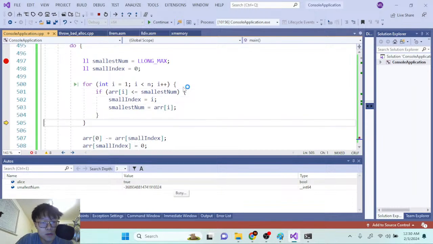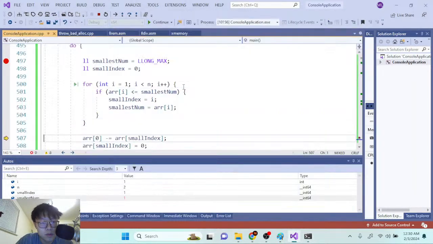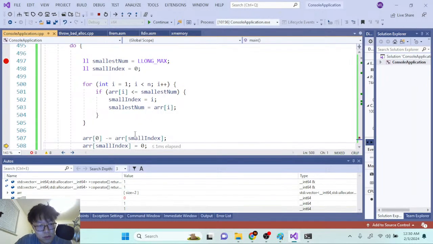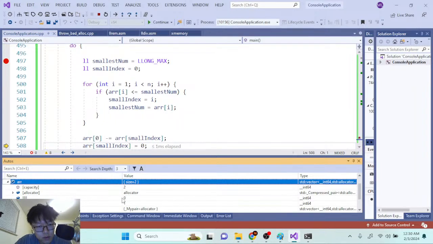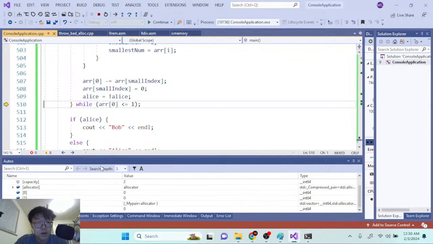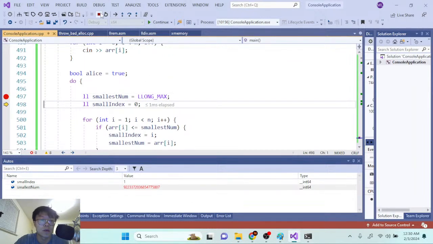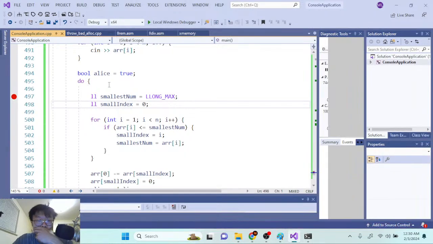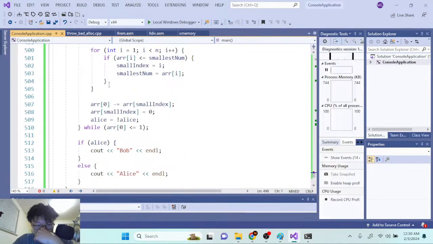Smallest number is 1. We know this. Oh, it hits 0, 0. Okay. Oh, what the hell? Why did I say less? If it's greater than or equal to 1, then we stop.